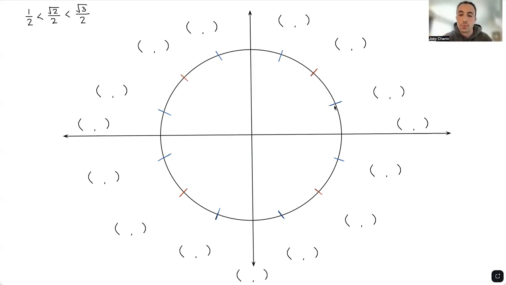I don't know if you can see these blue ones here, but they're the first and third in each quadrant, and the second in each quadrant is red. So that's how I want you to break up these tick marks in your head. So our red ones, we'll start with those.